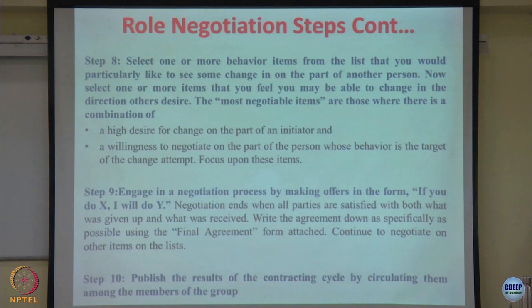Then comes step 8, where you select one or more behavior items. So after making the master list, having a probing, not a discussion, and after the probing and understanding more about the request of the people, select one or more behavior items from the list that you would particularly like to see some change in on the part of another person. Now select one or more items that you feel you may be able to change in the direction others desire.